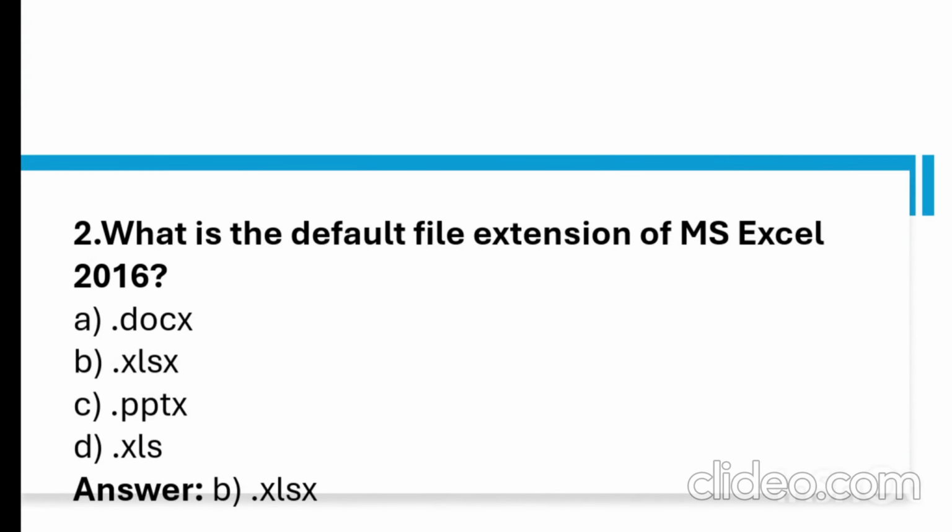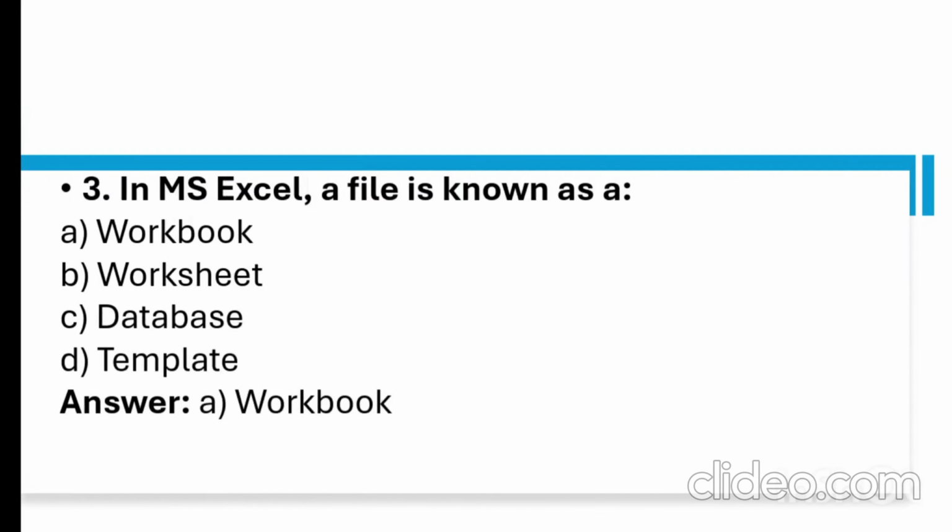Question number 2. What is the default file extension of MS Excel 2016? Options are A. .docx, B. .xlsx, C. .pptx, or D. .xls. So the correct answer is option B. .xlsx.